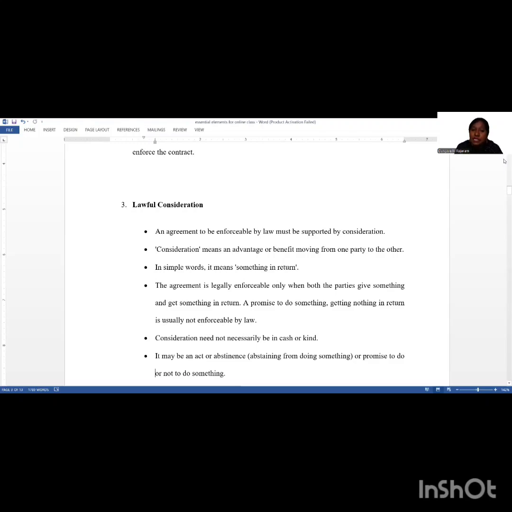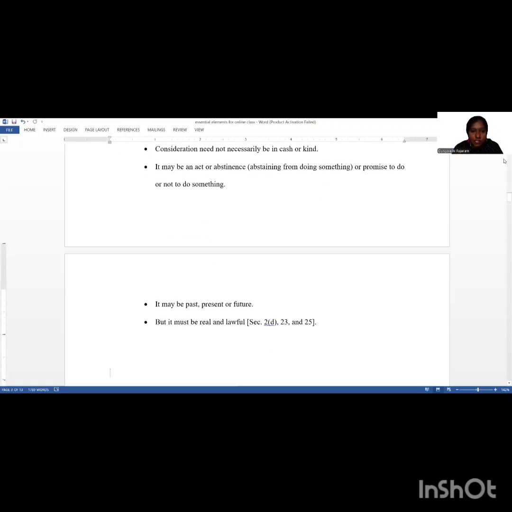So the agreement is legally enforceable only when both the parties give something and get something in return. A promise to do something, getting nothing in return, is usually not enforceable by law. So if a contract is enforceable by law, it should have some consideration, that both the parties should have consideration. So this is what lawful consideration.